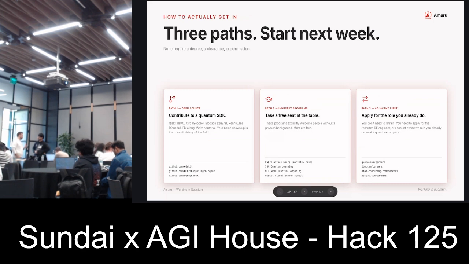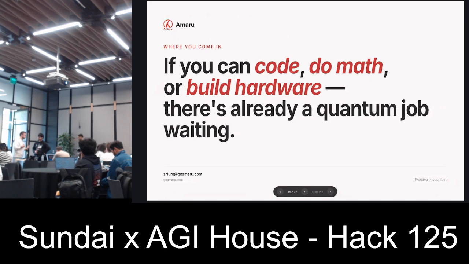So there are industry programs. There are free programs that you can participate in. And I have a resource page for you all where you can sign up for them starting today. And then apply for the role that you already want. Even if you feel like you're not 100% qualified for it, I would argue you should still apply. Just practice and apply. If you can code, do math, build hardware, there's already a quantum job waiting for you. And I'll say for the non-technical roles, if you can't do any of those things, there's still a role for you in quantum.